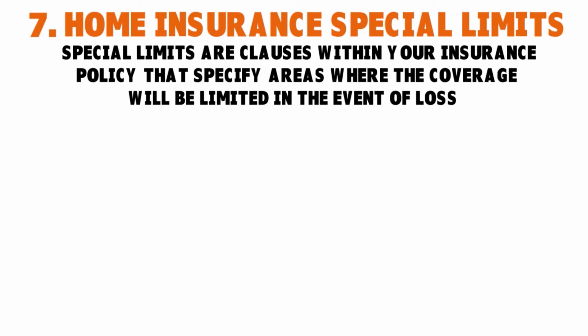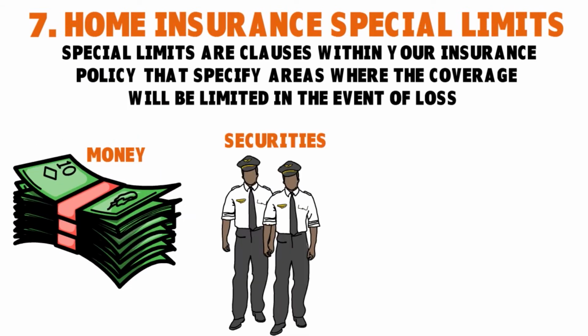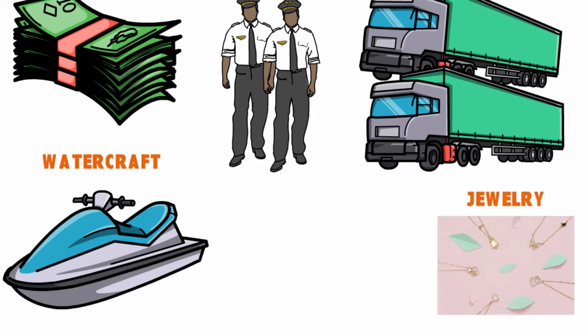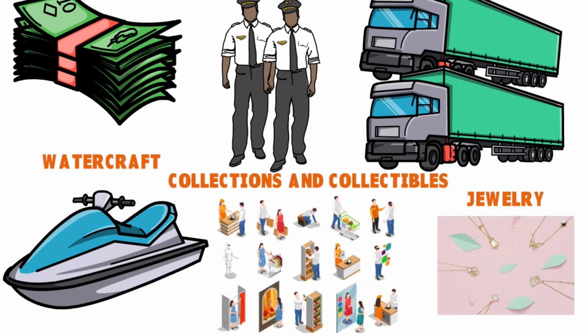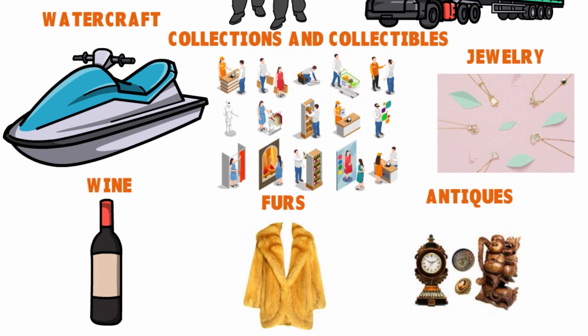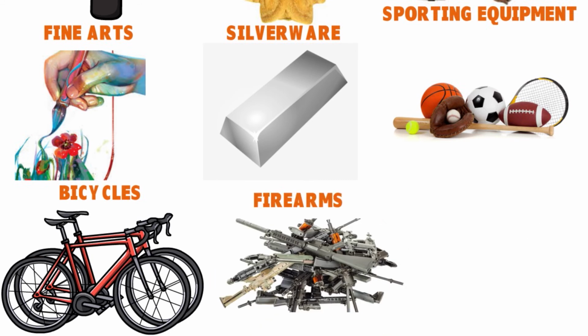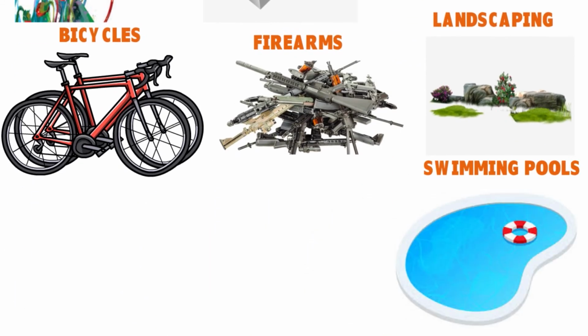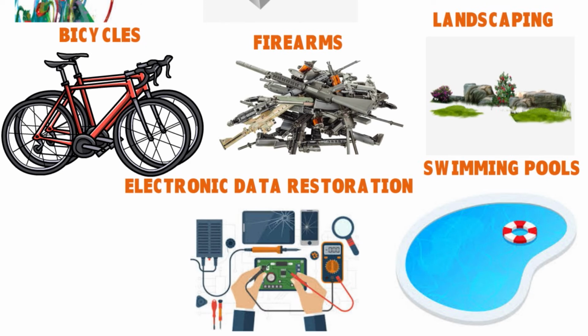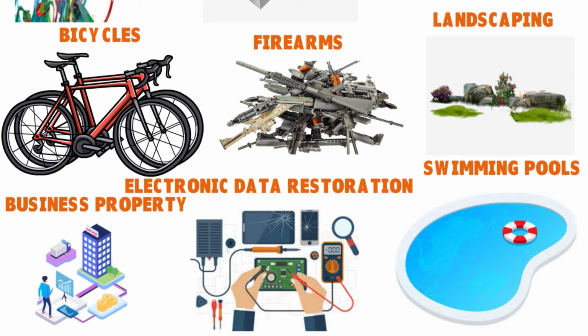Here is a checklist of items that typically have special limits or exclusions associated with them. You have money, securities, trailers, watercraft, jewelry, collections and collectibles, antiques, furs, wine, fine arts, silverware, sporting equipment, bicycles, firearms, landscaping, swimming pools, electronic data restoration, business property. Keep in mind though, there may be other things your policy limits, which is why a discussion with an agent and a written explanation are recommended before you make any home insurance purchase.